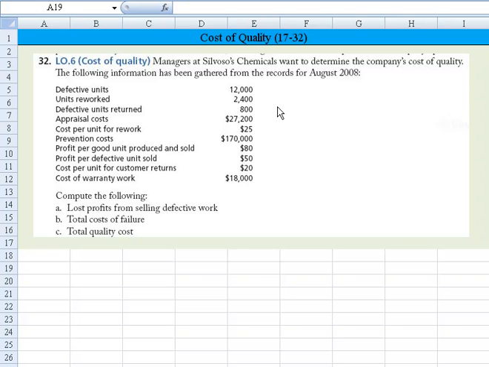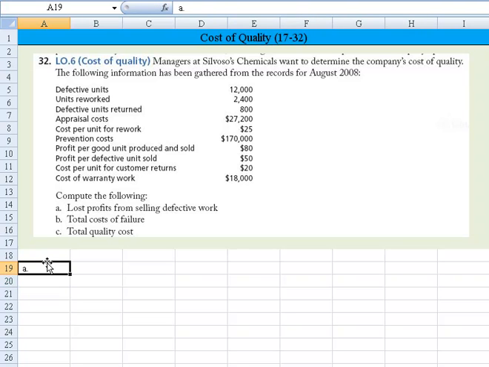And I'm just reading right down the list here, everyone. So hopefully you see that. Profit per defective unit sold was $50. Cost per unit for customer returns was $20. Cost of warranty work, $18,000. All right, well, let's tackle number A first.